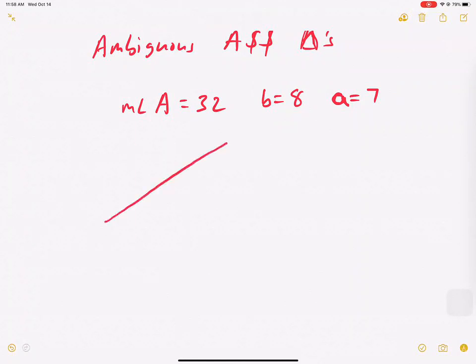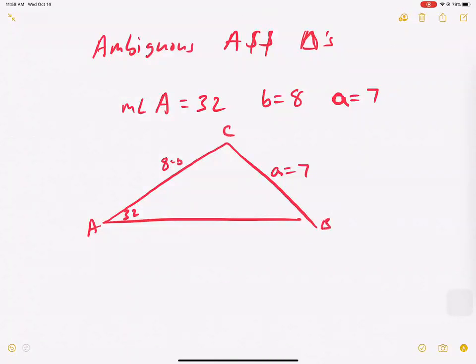Now let's draw this out as an example. We have 32 as angle A. Opposite side A is 7. And I'll call this here B. And my angle B is here in C.